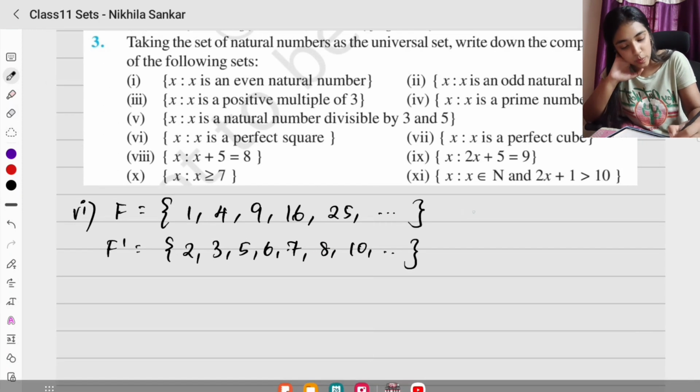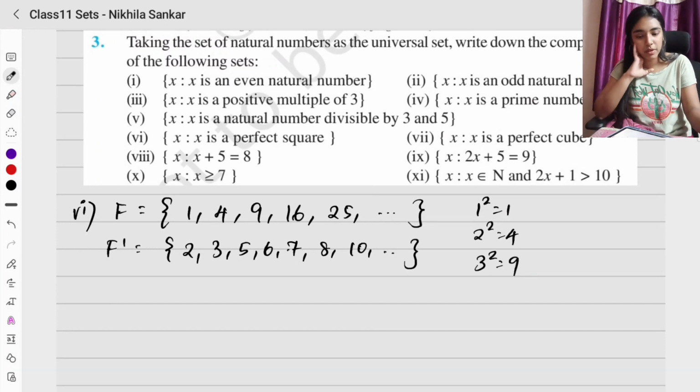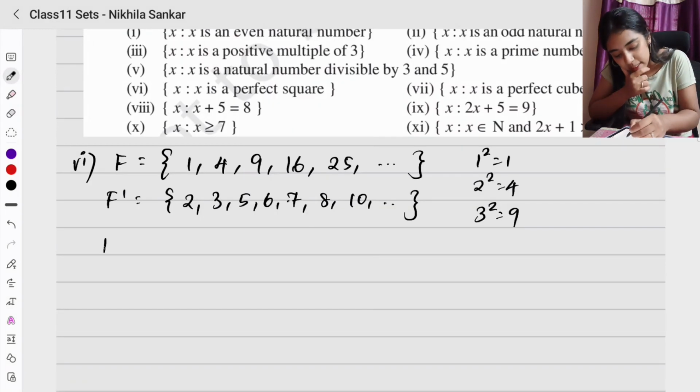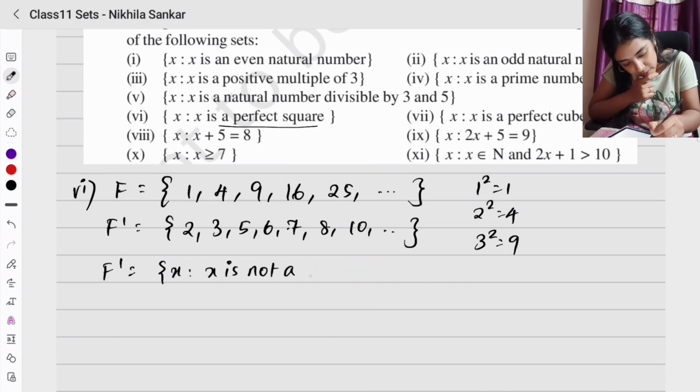What do you mean by perfect square? 1 square is 1, 2 square is 4, 3 square is 9. So what are all my perfect square numbers? 1, 4, 9, 16, 25 and so on. How do you write this in set builder form? F dash, the negation, the complement, is going to be x such that x is not a perfect square. Okay, as simple as that.